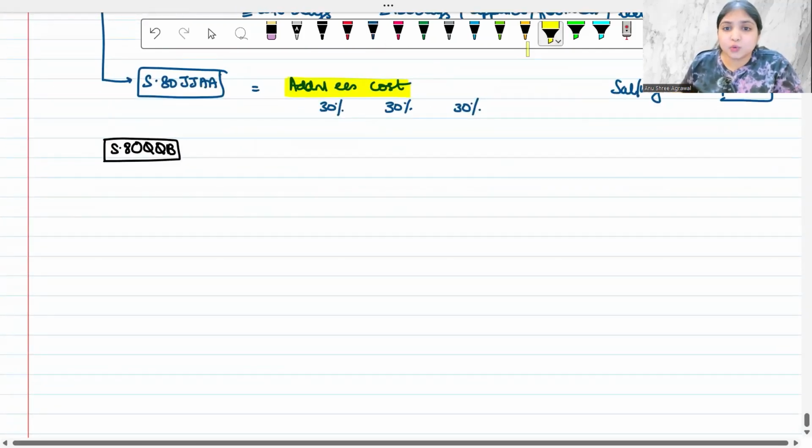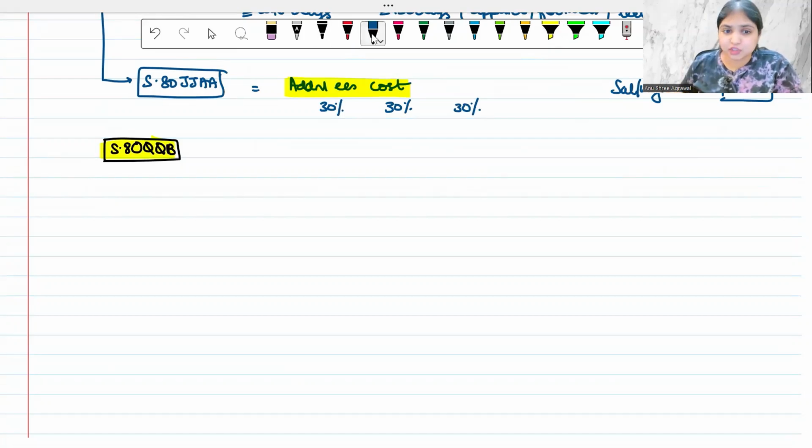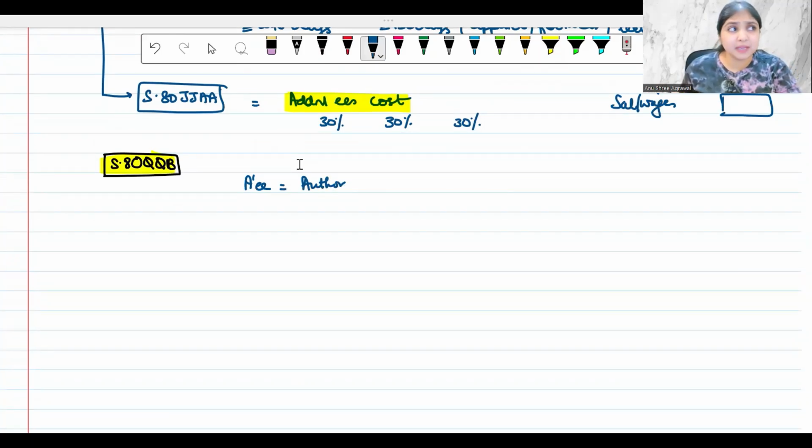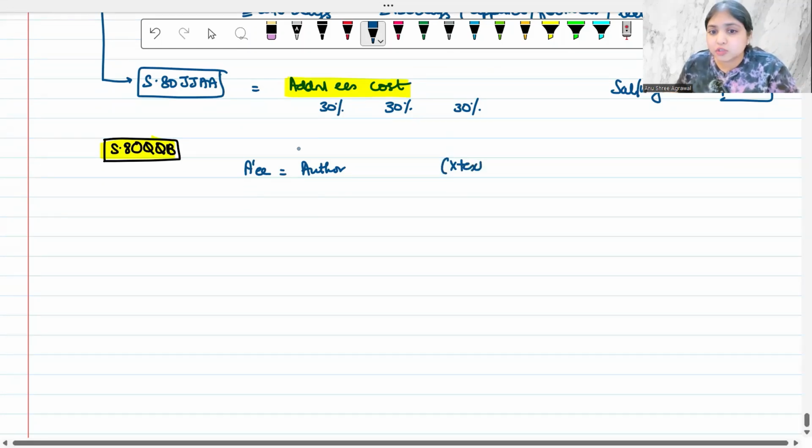Now what is 80QQB all about? See over here, listen carefully, simple section. Assessee has to be an author. He must be author of a book. Now the book could be a literary book or an artistic book or a scientific book, doesn't matter. But however, we're not talking about textbooks. We're not talking about school and college textbook authors.